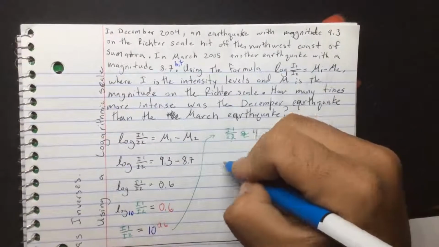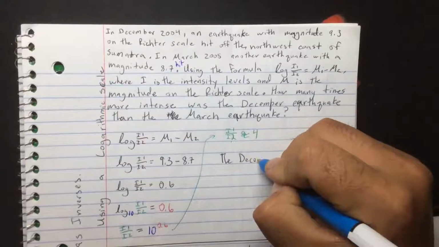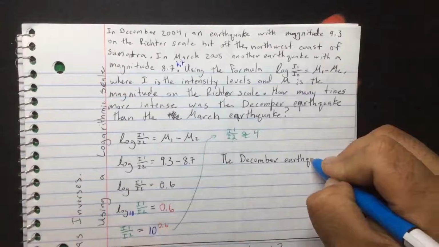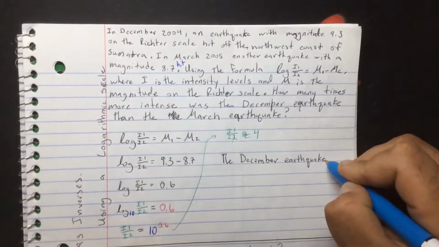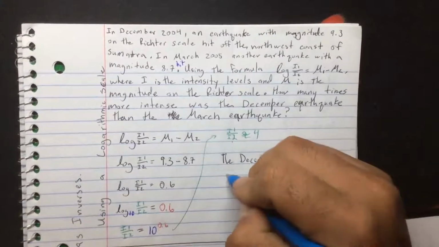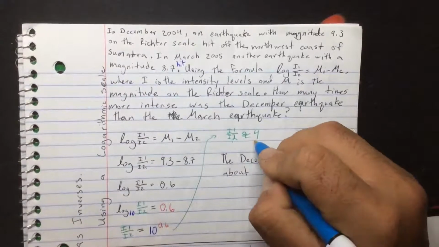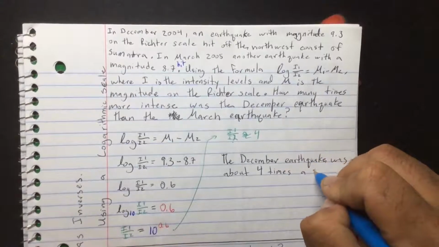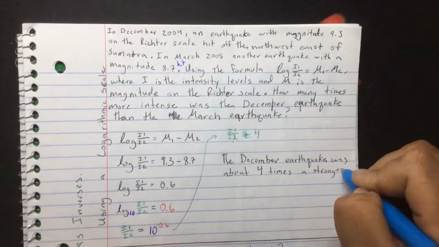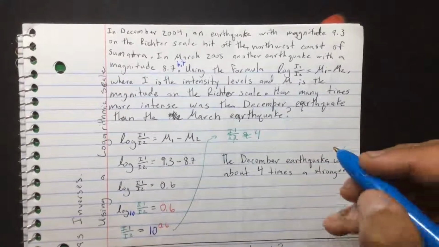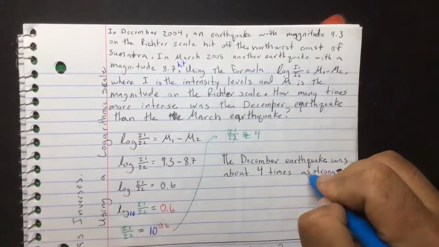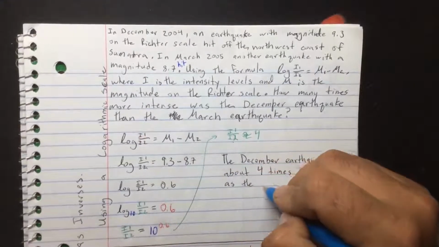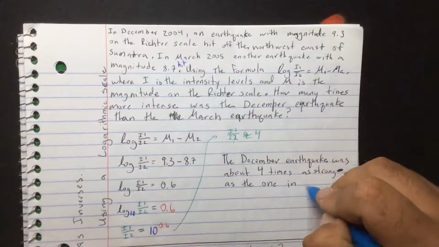So the December earthquake was about 4 times as strong as the one in March.